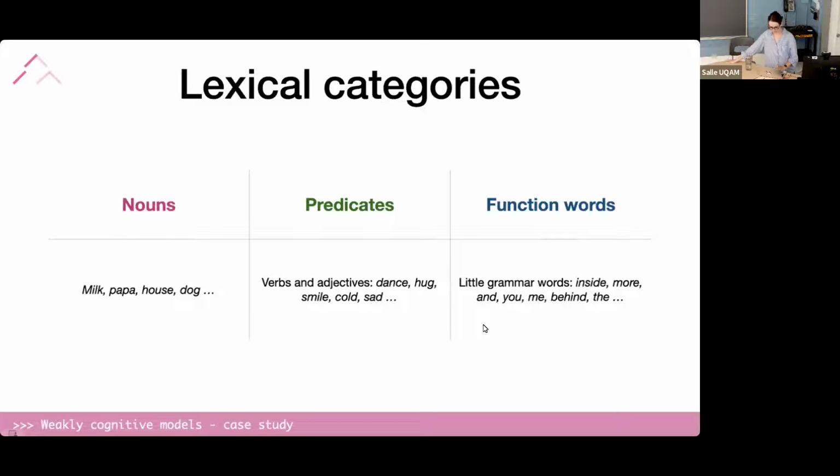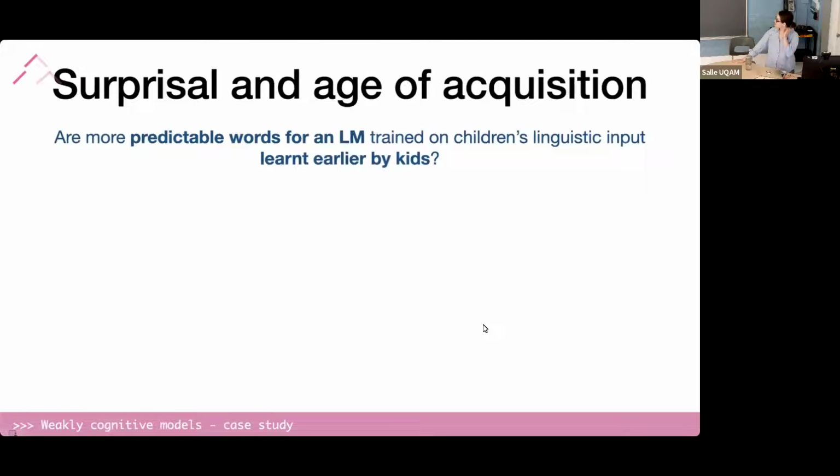All right. So based on the research question we were starting with, are more predictable words in a language model trained on children's linguistic input learned earlier by kids? We have two variables here that we're interested in. Predictability, which we're going to measure as surprisal. And then the age at which kids are learning words, which is going to be something called age of acquisition. Age of acquisition is an estimate of the average age at which kids start saying a word.